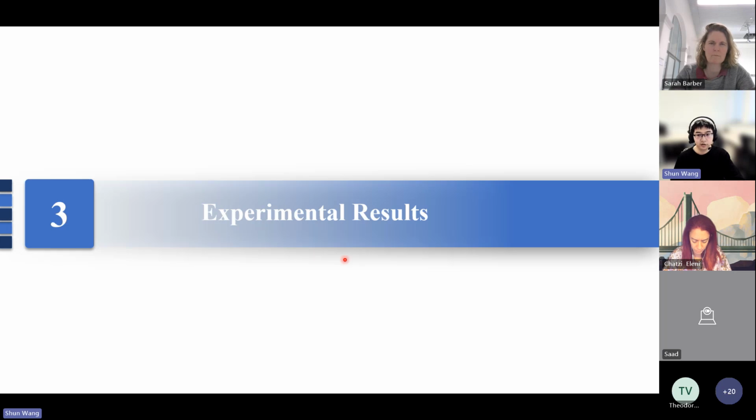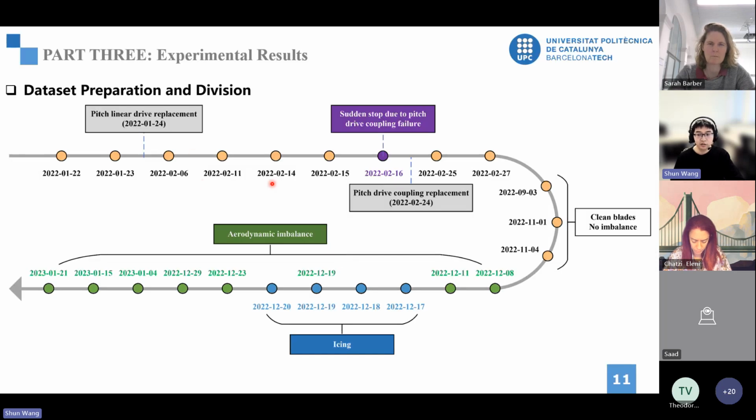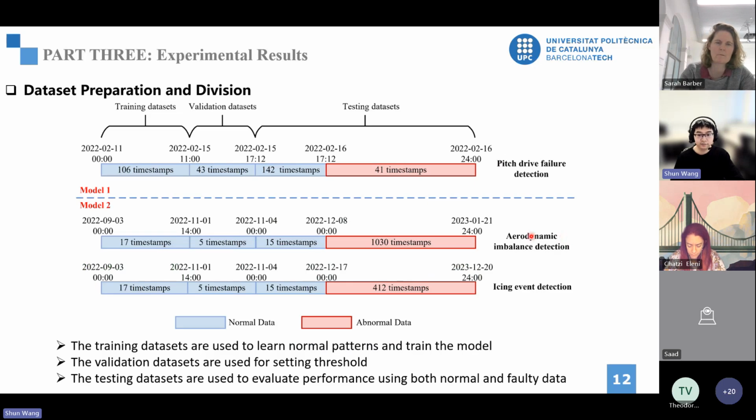Next, the experimental results. As mentioned, we need to detect the 3 failures. However, there is a critical event that occurred on February 24th. The pitch coupling was replaced. This change requires us to use 2 separate VAE models. Model 1 is trained on data before the replacement. Model 2 is trained on data after the replacement. In detail, as shown in this figure, the red mark shows abnormal periods. The blue shows normal periods.